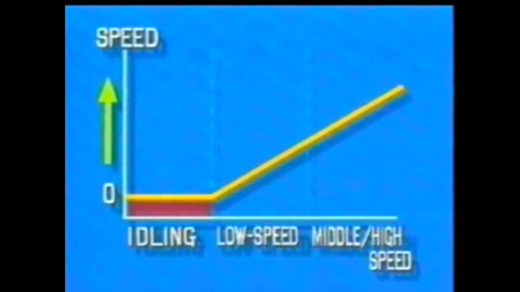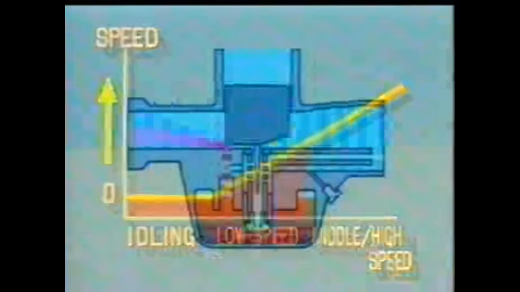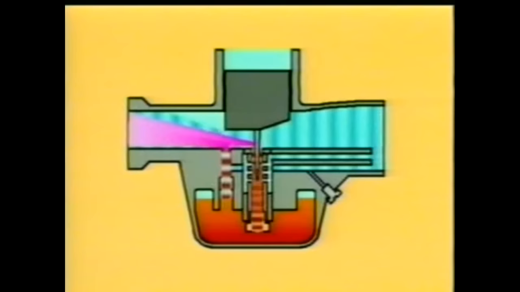If the throttle grip is turned a little to boost the speed from idling to the low speed range, the throttle valve is pulled upwards slightly. This causes the jet needle to be pulled upwards also, so that fuel from the main system is added to that already coming in from the pilot system. At the same time, the amount of fuel-air mixture flowing to the engine increases, and this boosts the engine speed.